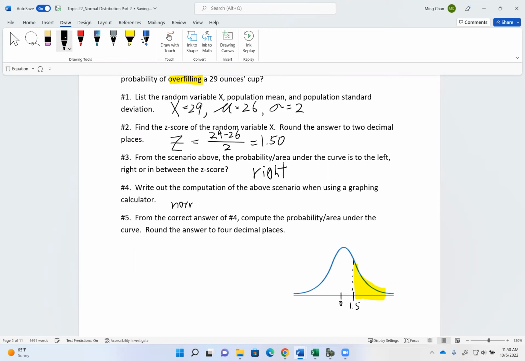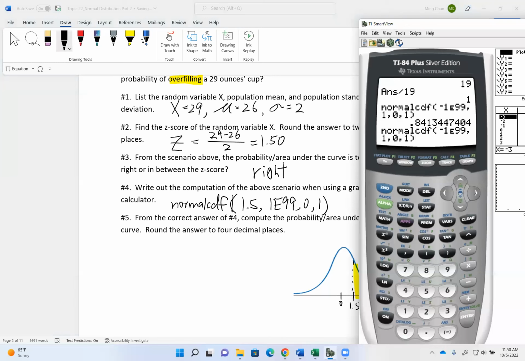So that helps me do the computation. Using the calculator, normal CDF, I'm going to the right, so 1.5 must be my lower bound. My upper bound is positive infinity, so we use 1E99, comma 0, comma 1. So 1.5, comma, 1E99, comma 0, comma 1. To 4 decimal places, that'll be 0.0668.